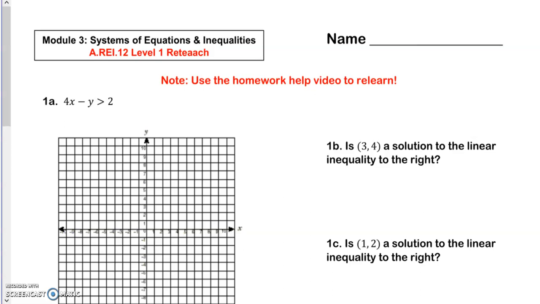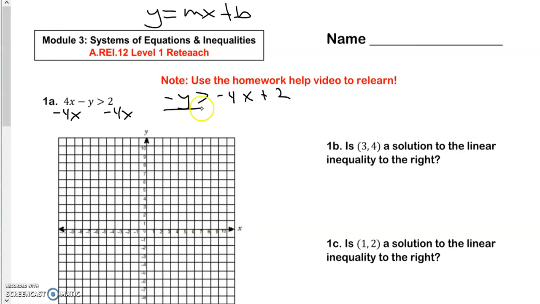Okay, we're doing Module 3, Systems of Equations and Inequality, A.REI.12, Level 1 Reteach. Just as a quick reminder, whenever we graph equations or inequalities, we want to have it in y equals mx plus b. Taking a first look at our first inequality, I notice that the y is not by itself, so I'm going to need to get it into the slope-intercept form.